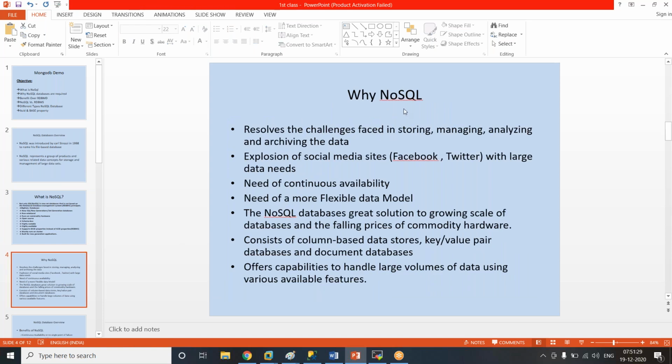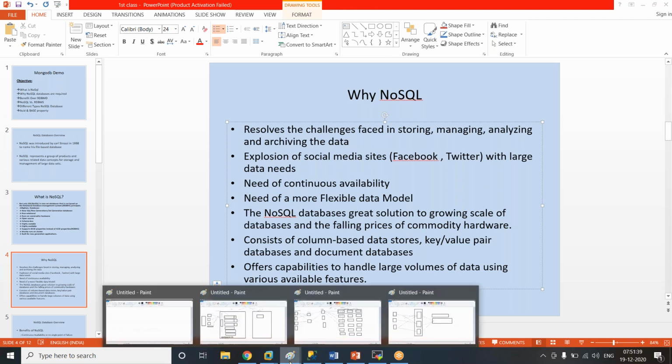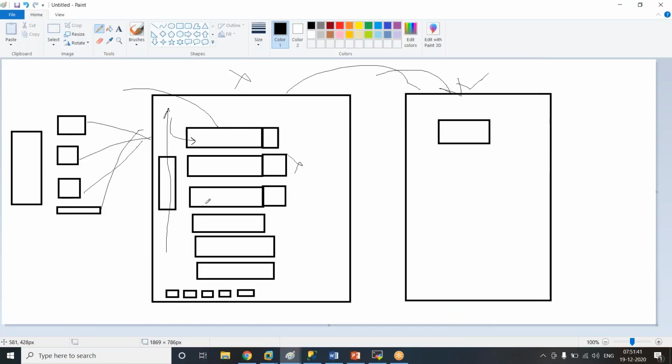So why NoSQL again? Why is NoSQL in the market growing? It resolves the challenges faced in storing, managing, analyzing, archiving the data. So, for example, you are running a business, you are getting a large volume of data and data keeps growing. You don't want to keep the data in the live system. You want to archive it into a different server. This is a good point I got into mind.